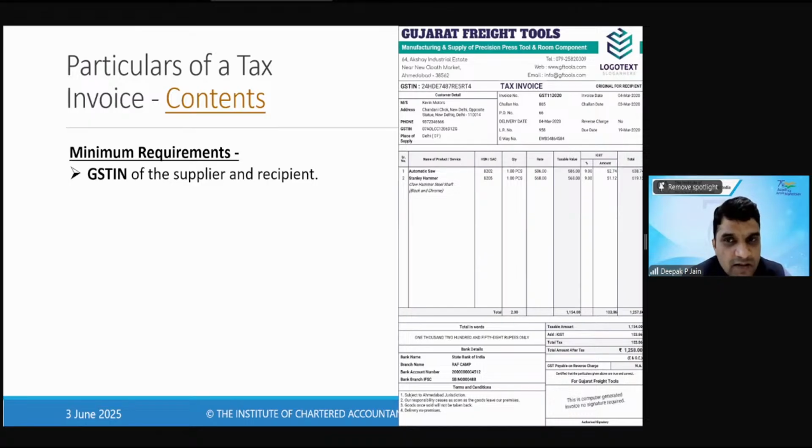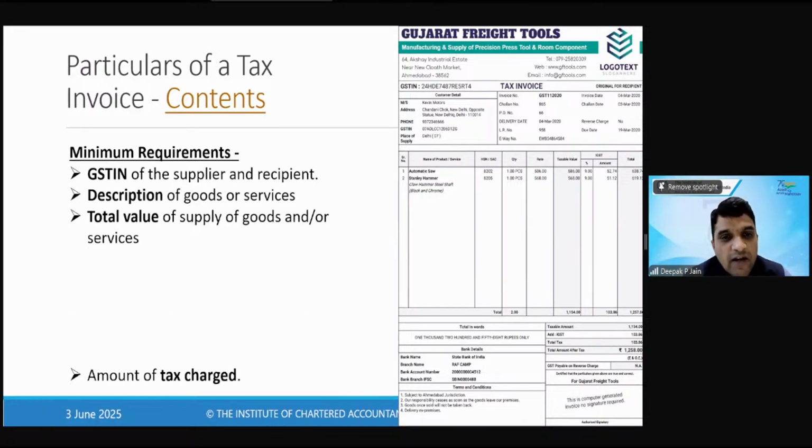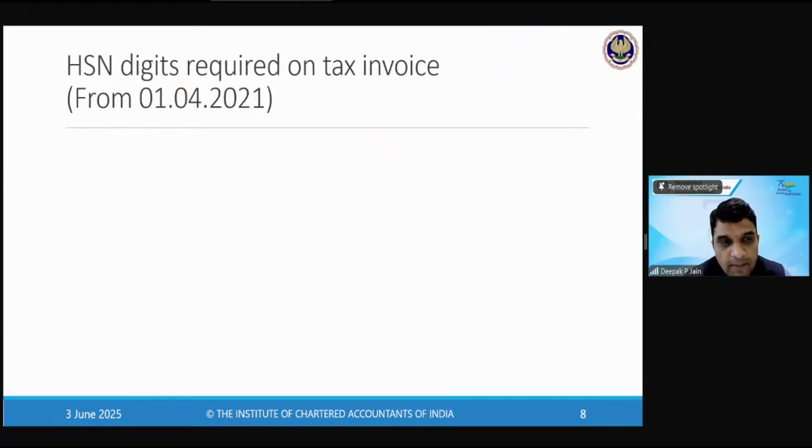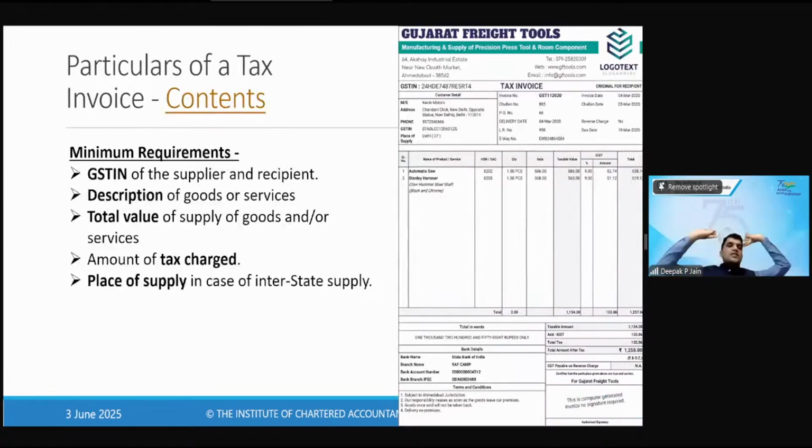GSTN of the supplier, GSTN of the recipient, description of the goods, total value of supply, amount of the tax which is charged, what is the place of supply, at least these conditions give, this is also enough. Okay, so it says give fully, if you give it is better, लेकिन अगर पूरा नहीं दे सकते हो एटलीस्ट ये पांच चीजें तो बिल्कुल देनी ही है। GSTN of the supplier and receiver, description of the goods, total value, amount of tax charged and place of supply.